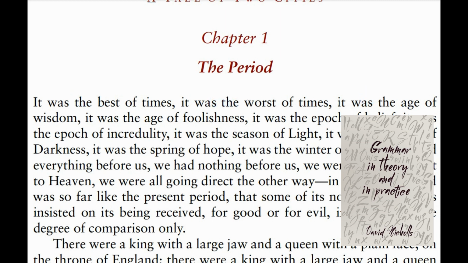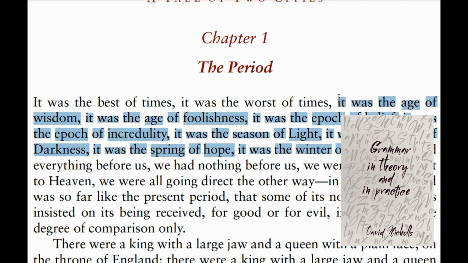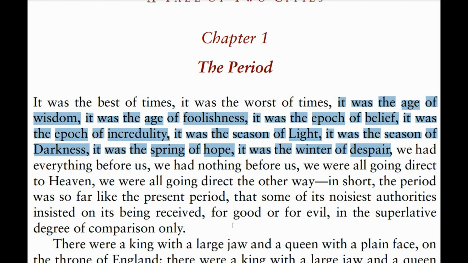Now I must admit, when you get onto this part, you can say it was an age of wisdom, it was an age of foolishness, it was an epoch of belief, it was an epoch of incredulity, it was a season of light, it was a season of darkness, it was a spring of hope, it was a winter of despair. You can actually change all of those in that part to a instead of the, to a noun of noun instead of the noun of noun. Now why can you do that?